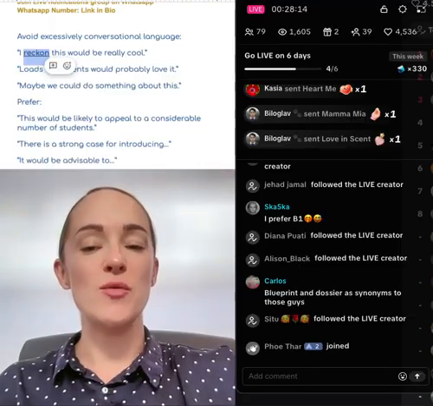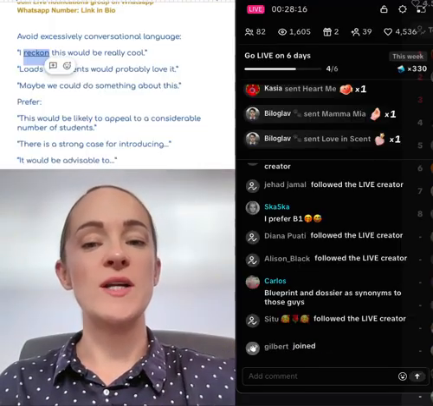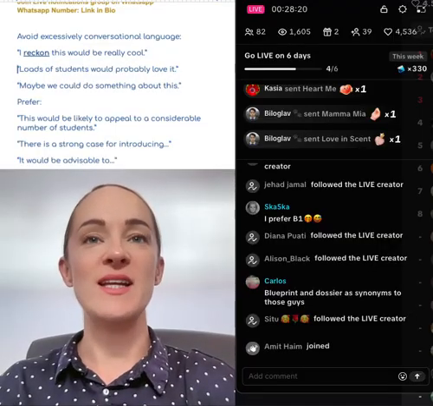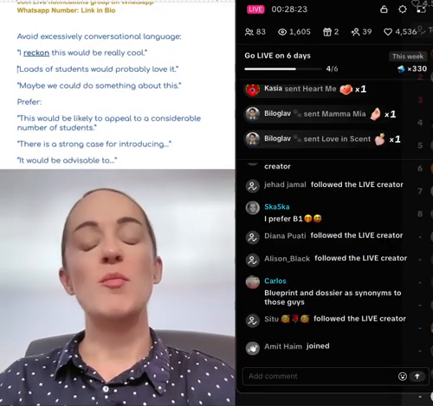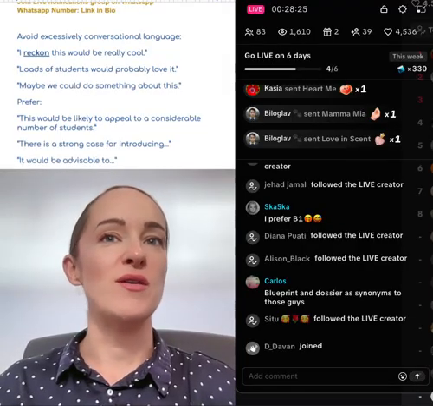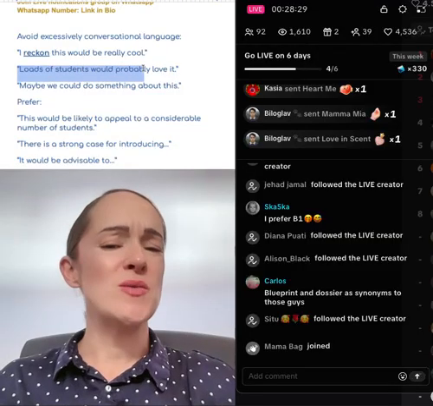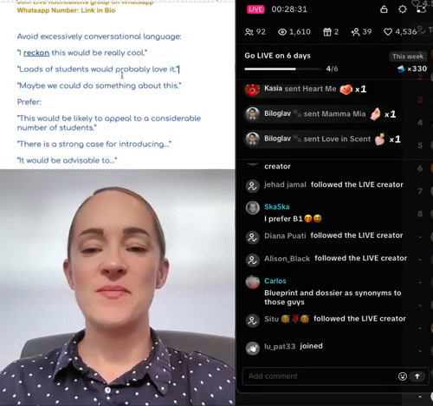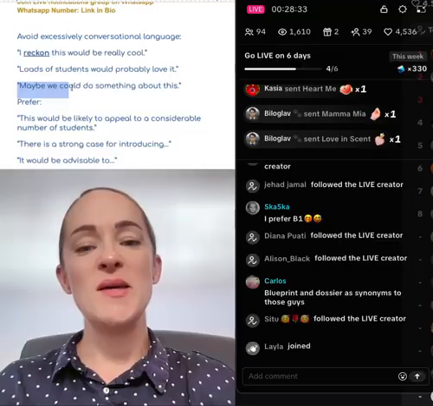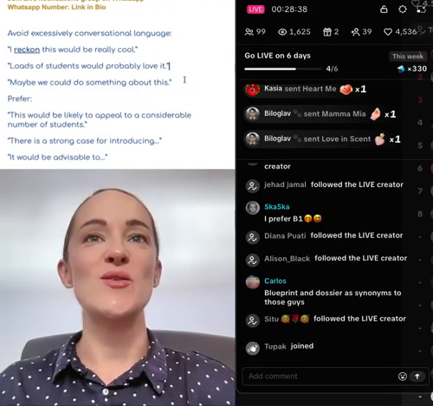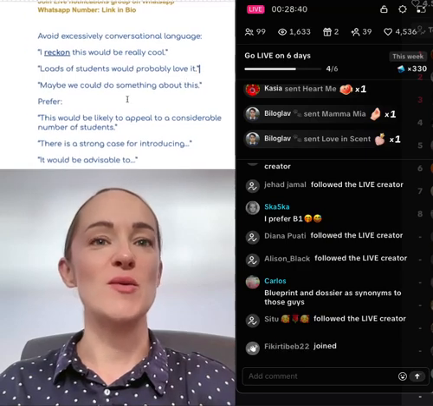It's really good language for B2 or C1. It's like a synonym for I think, I feel. It's perfectly fine in informal language, but you cannot use this in formal or even semi-formal writing. "Loads of students would probably love it." No. Okay, maybe we could do something about this. So these are way too informal for a proposal.